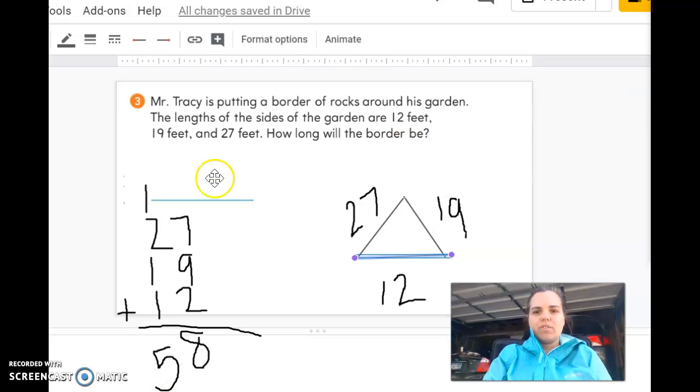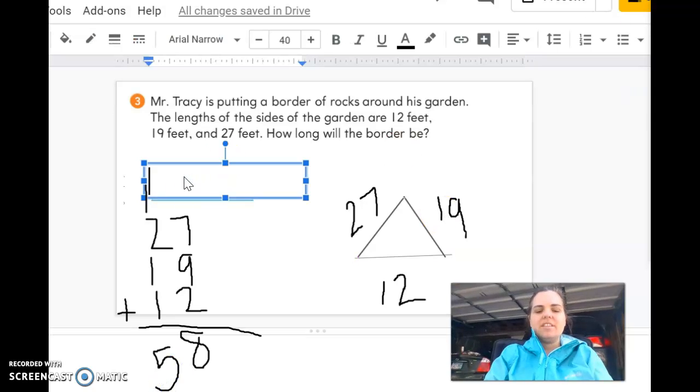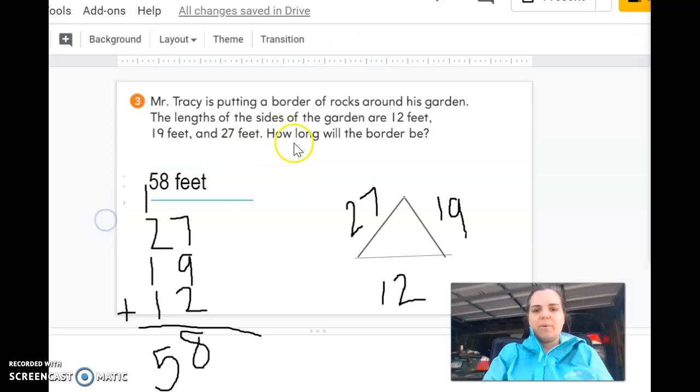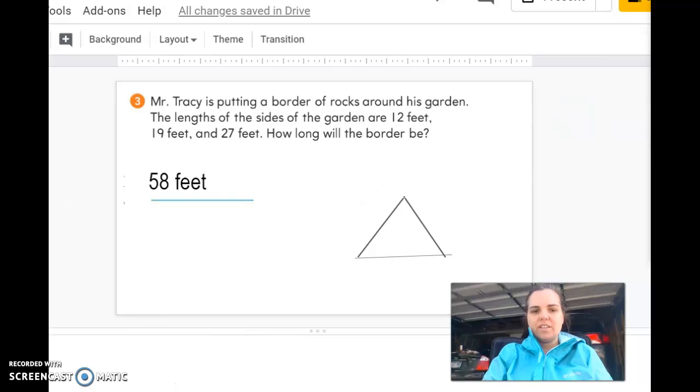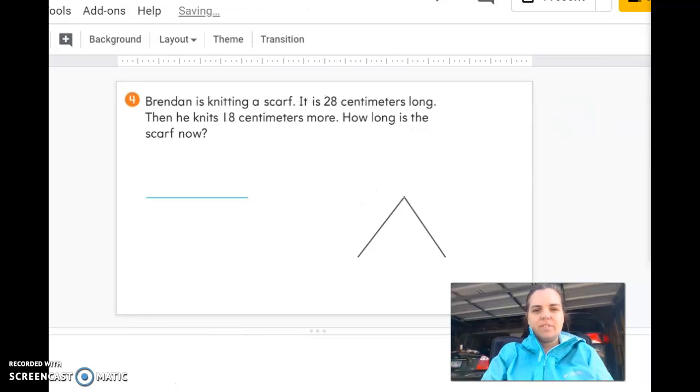And what is the perimeter around that garden? Yep, 58. Oh, not inches. What is it? Feet. Good job. We have to go back and look if we're not sure. All right, let's look at number 4.